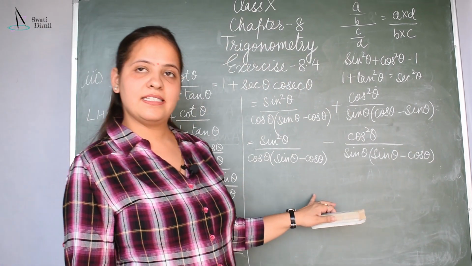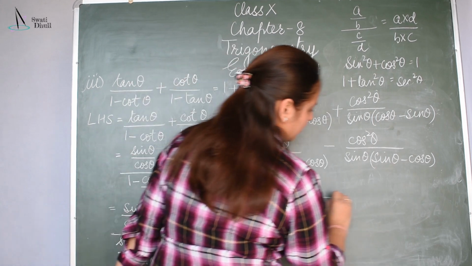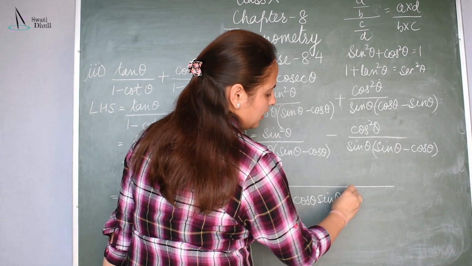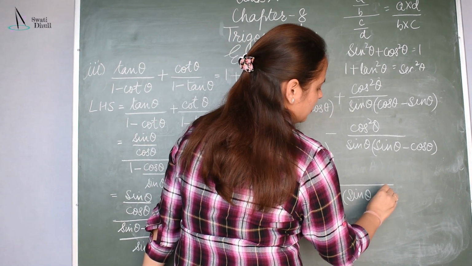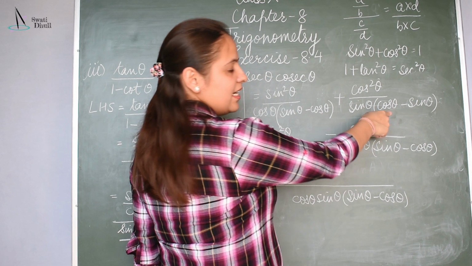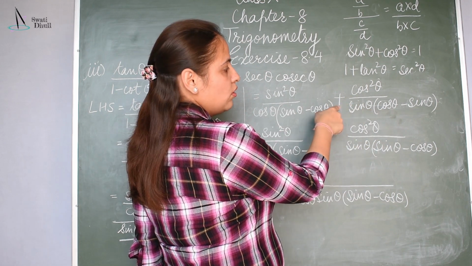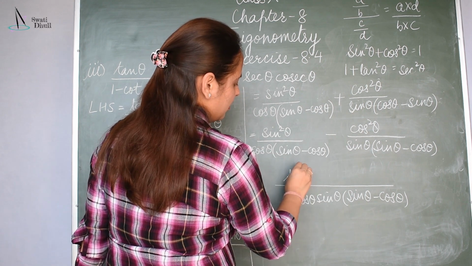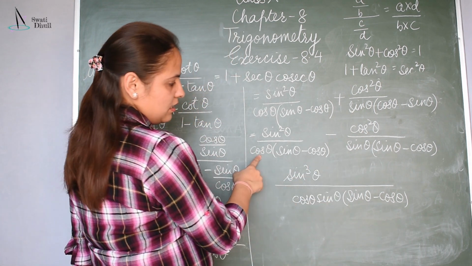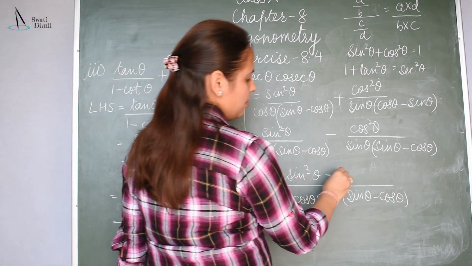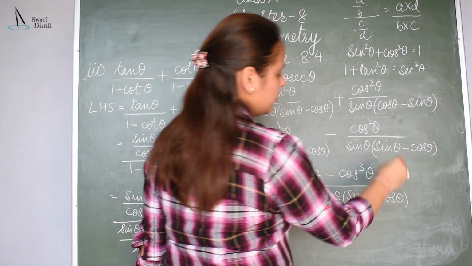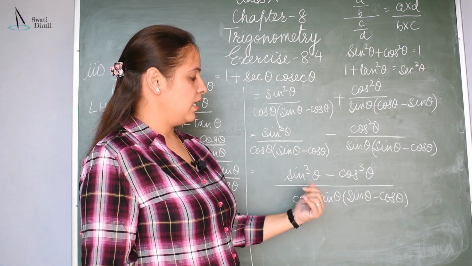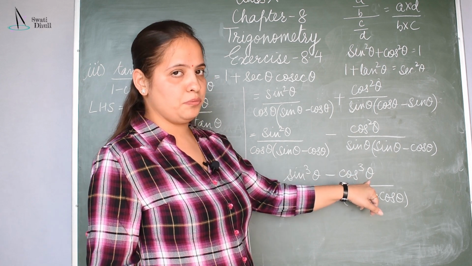Now I can take the LCM easily. So the LCM will be cos theta sin theta into sin theta minus cos theta. Because if I take the minus sign common, this plus will become minus. So here it will become sin cube theta, because this term and this term will be cancelled. So sin cube theta minus cos cube theta. Now just look at the numerator. Sin cube theta minus cos cube theta.